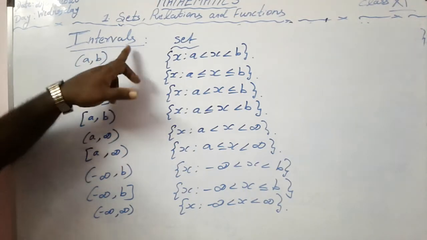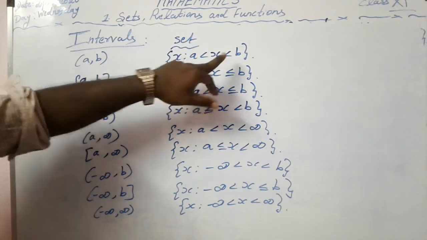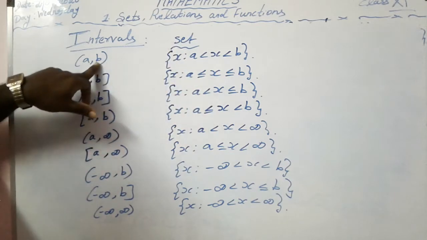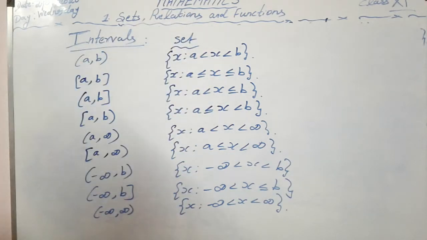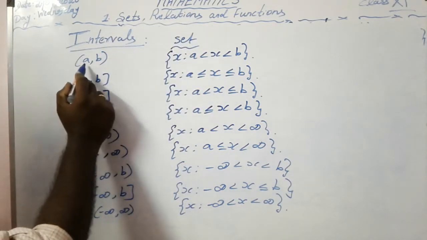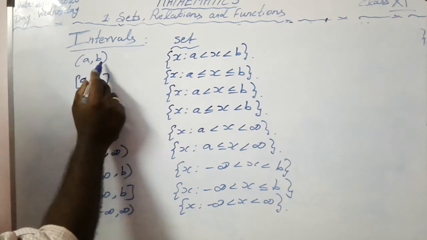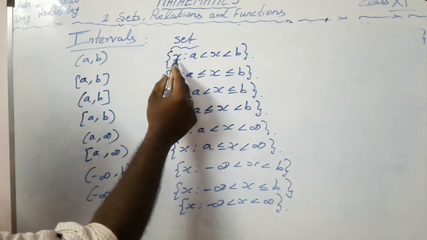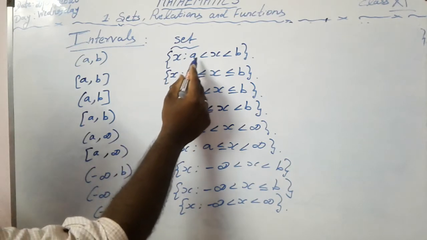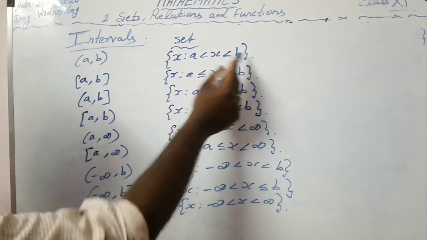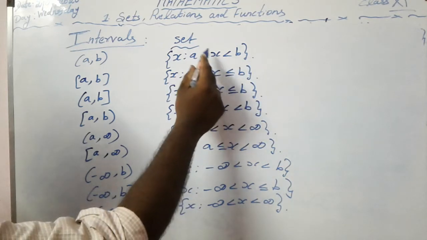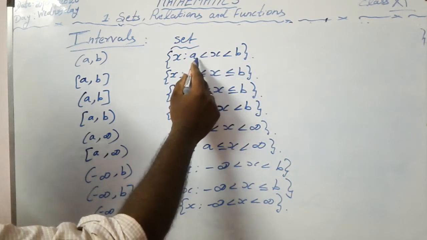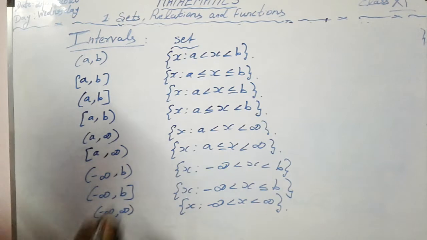So here are some intervals and sets. How will you write these intervals? It is displayed on the board. First one, open bracket A comma B. This can be written as x such that A is less than x less than B. This is how you read it. X must be greater than A, but it should be less than B.